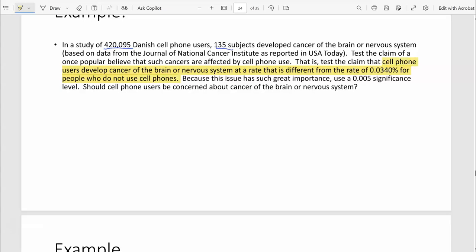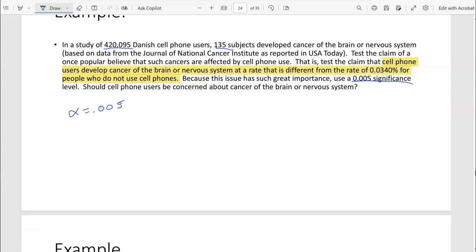Test the claim that cell phone users develop cancer of the brain or nervous system at a rate that is different from the rate of 0.034% for people who do not use cell phones. And we are going to use a really small significance level, 0.005. So we've got alpha as 0.005.